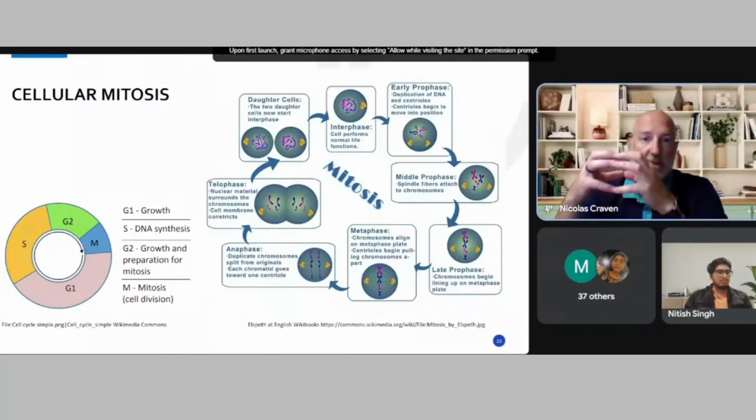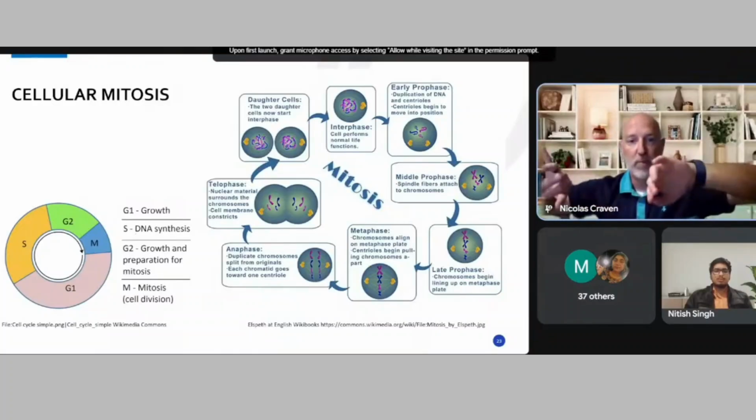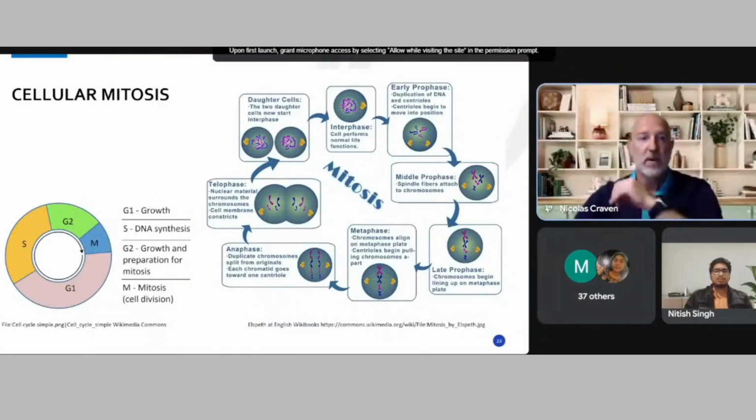And so the cell will start going through this process. It will replicate the DNA. The DNA will get separated on two sides. They'll get pulled apart. The cells will start to break apart, and then eventually they'll become two cells. And this is just the cycle that it goes through.